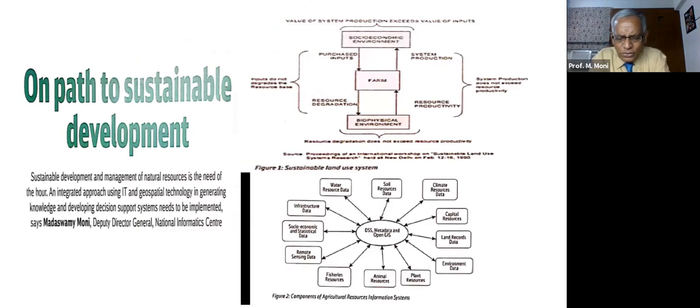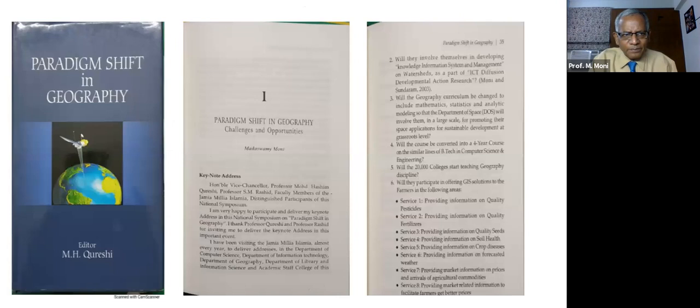This is one of the papers which I talked about, that sustainable development and management of natural resources is the need of the hour. An integrated approach using IT and the geospatial technology in generating knowledge and developing decision support systems needs to be implemented. It's a very important area. Paradigm shift in geography. There's an article available.